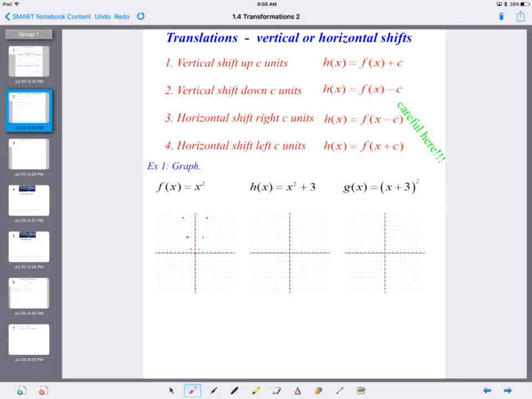Translation is a vertical or horizontal shift. So when I think about these things, I think about what is changing. With a vertical shift, think about vertical. You know, you're going up and down. So what's changing when you go up and down? The y value. So you can see that f of x, when you add something or subtract something from the y value, which is the function, then the graph shifts up if you're adding, and it shifts down if you're subtracting.